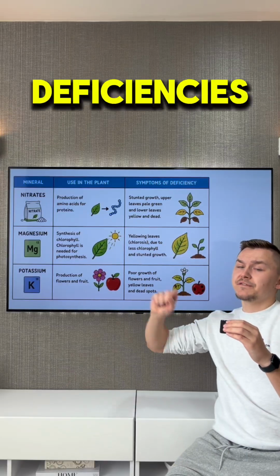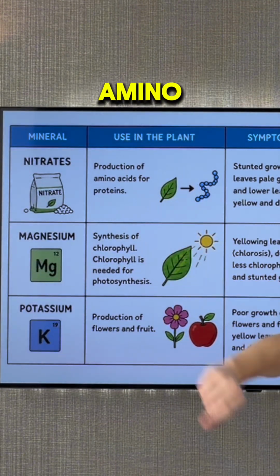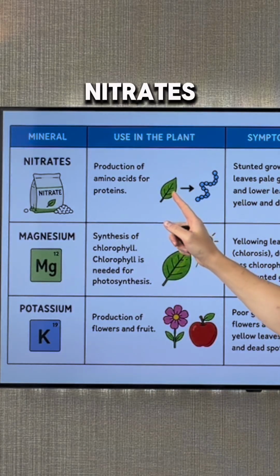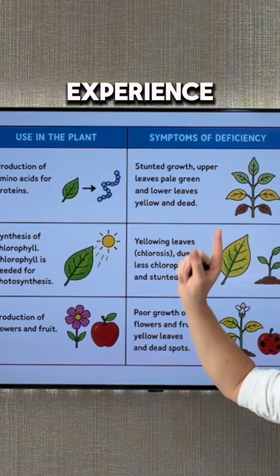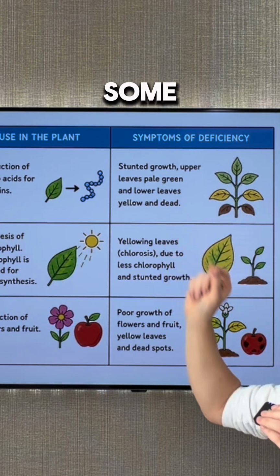Let's fly through the mineral deficiencies in plants as well. Nitrates are super important for the production of amino acids and therefore for proteins, protein synthesis. If we have a lack of nitrates in plants, then the plants will experience stunted growth. Some leaves will turn pale green, yellow, and some will die.